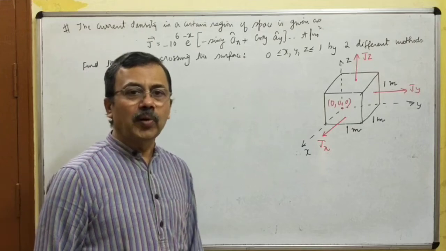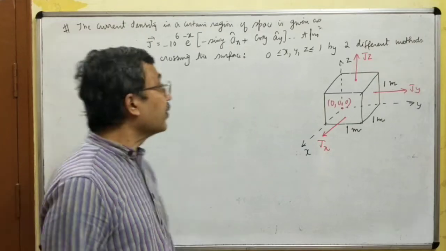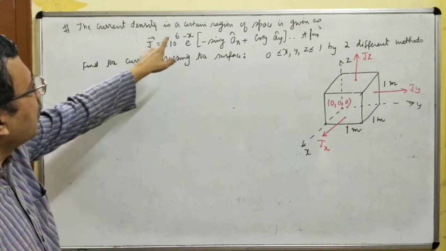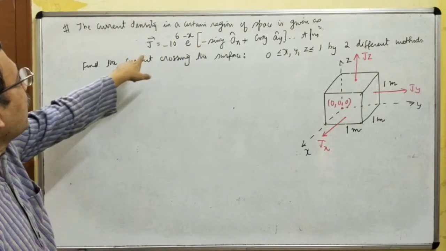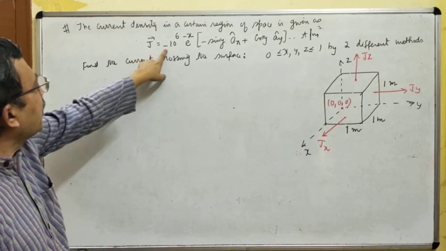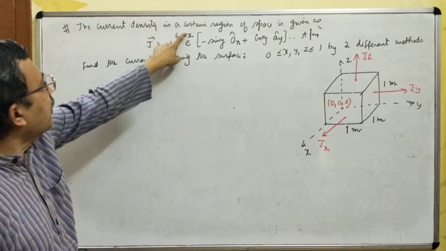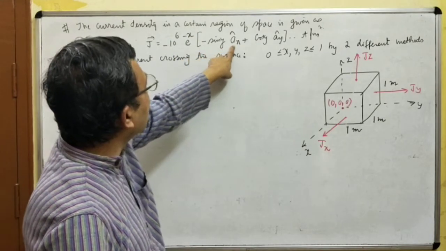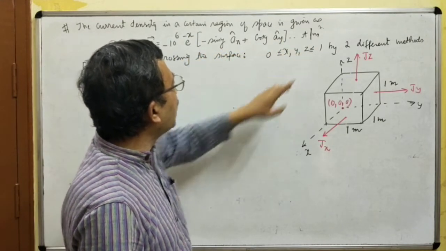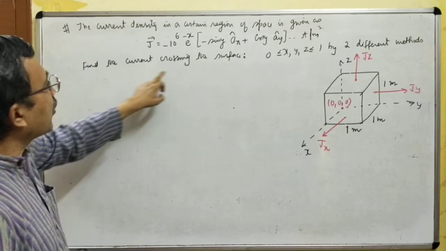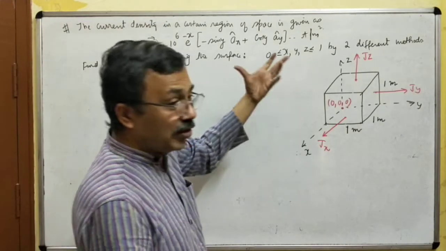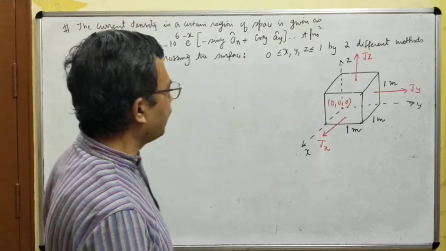I'll do some more problems based on current density. The problem: the current density in a certain region of space is given by vector J equals minus 10 to the power 6 e to the power minus x into (minus sin y a_x cap plus cos y a_y cap) amperes per meter square. Find the current crossing the surface x, y, z varying between 0 and 1. That means it's a cube, by two different methods.